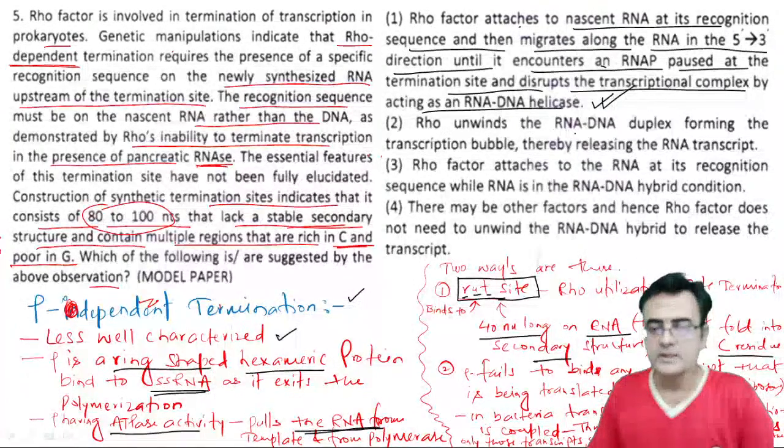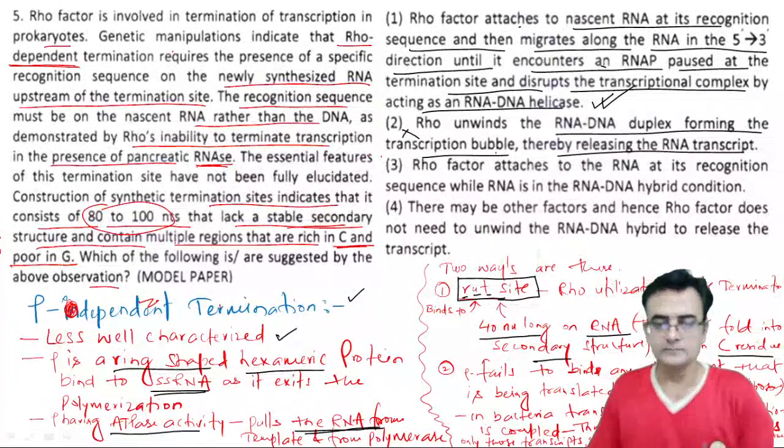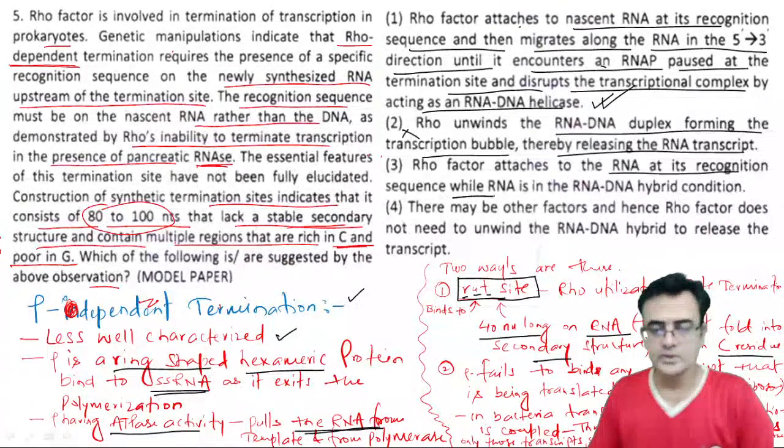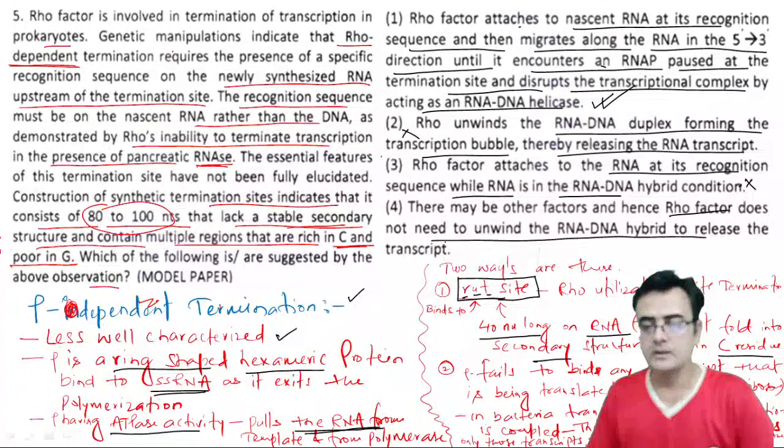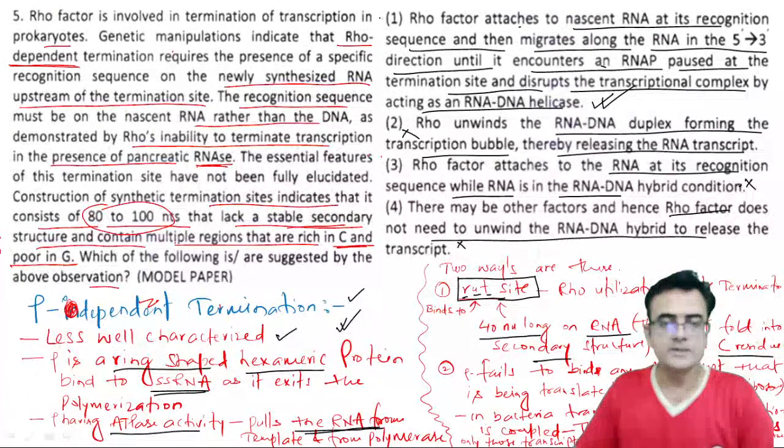Rho unwinds the RNA-DNA duplex forming the transcription bubble, thereby releasing the RNA transcript. No, not at all. They won't form the RNA-DNA duplex, and the transcription bubble they are not forming. Then the third choice, rho factor attaches to the RNA at its recognition sequence, while the RNA in the RNA... no, that is not the case either, we have seen, right? And fourth, there may be other factors and hence rho factor does not need to unwind the RNA-DNA hybrid to release the... no, this is also not the case, as we have seen in rho dependent termination, right? So here the first is the correct answer.